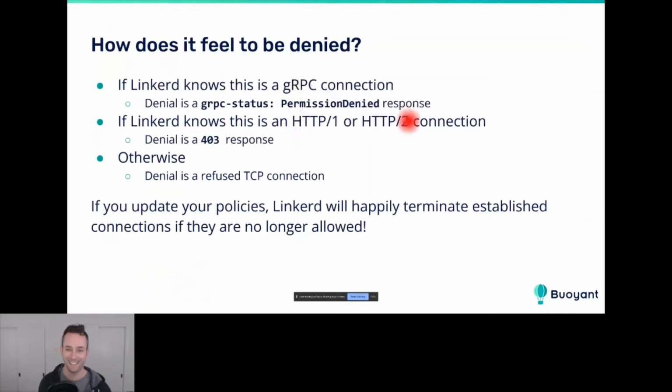How does it feel to be denied? Once you start using policy, you can expect things to start getting denied. So let's talk about what that looks like for your application. If we know it's a gRPC connection, you'll get a gRPC status error that is appropriate to that issue. If we know it's an HTTP connection, we'll send you a 403, and otherwise we give you a generic TCP connection refused. And as you update policies, Linkerd will start killing established sessions.